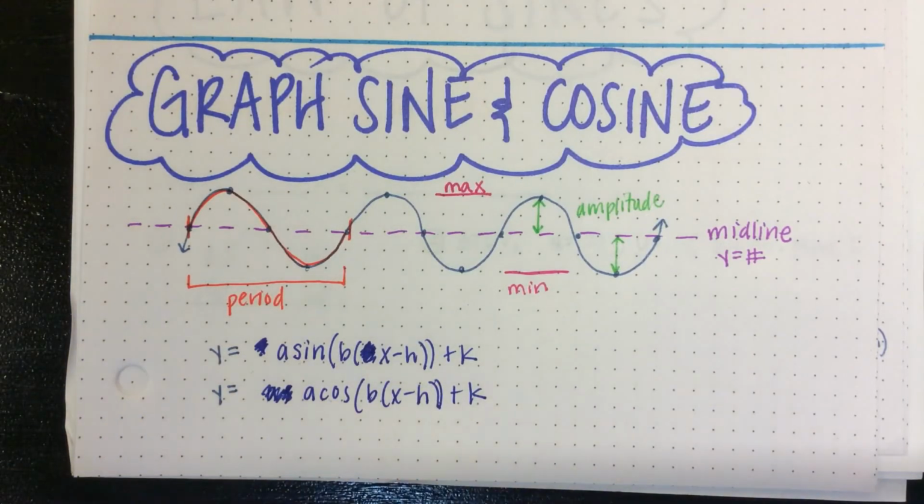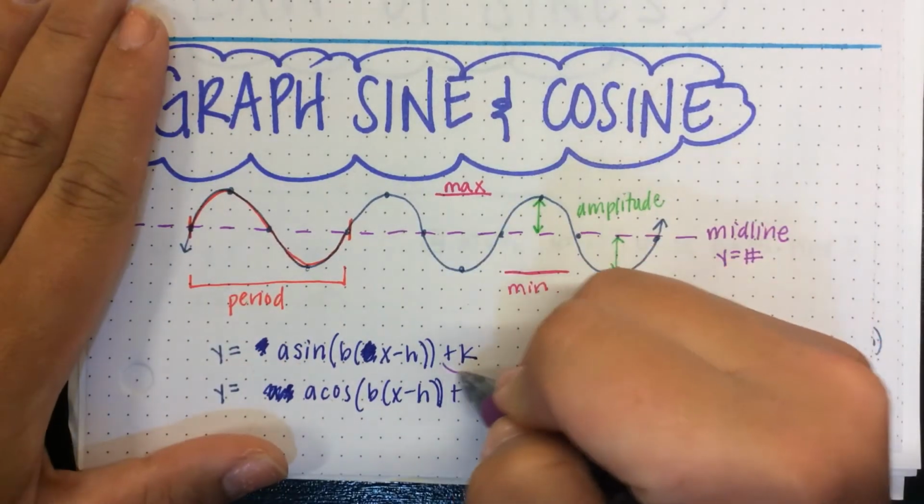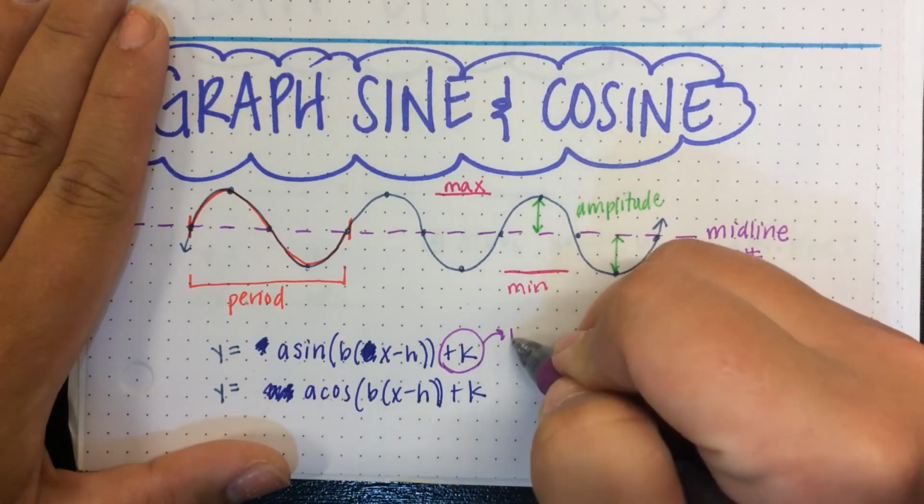Now, we've seen this, right? Not during this last couple weeks, but we have seen a, b, h, and k. It's in all of our equations, and these a, b, h, and k are going to end up doing the same thing. But we might call them something different or think about it differently when it comes to sine and cosine. All right, so to start with, you can get your midline directly from this equation, and that's going to be whatever k is.